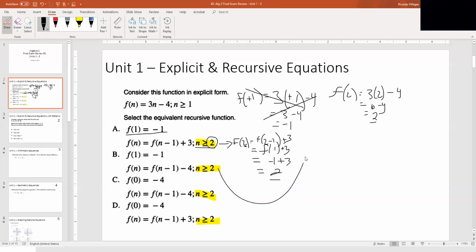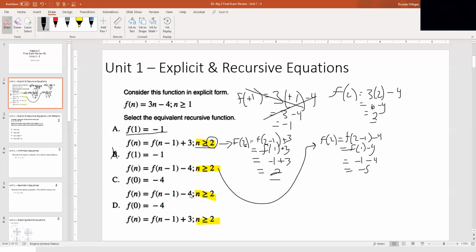So now let's try letter B. Letter B says that if I plug in a 2 for the n, I would get f of 2 minus 1, minus 4. We know that 2 minus 1 is 1, and f of 1 is -1. So -1 minus 4 will give us an answer of -5. When we plugged the 2 into our explicit equation, we got 2 as our answer. In this case, we get -5. That means B is not it.